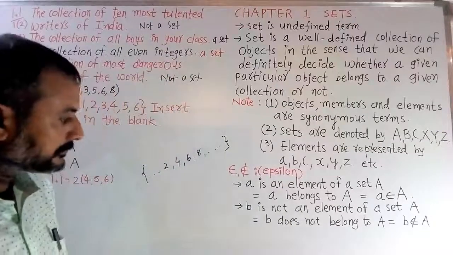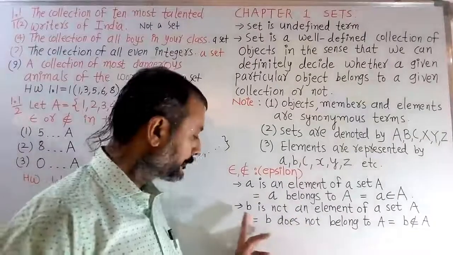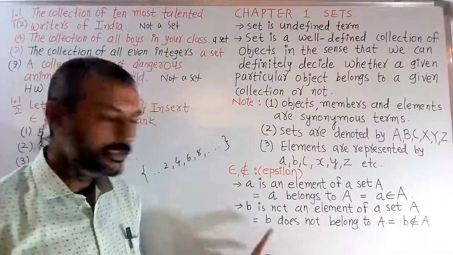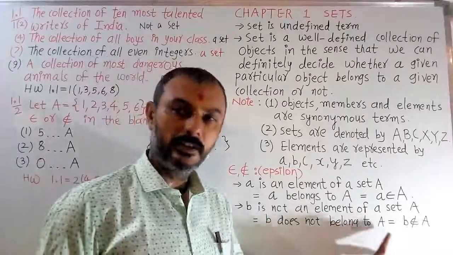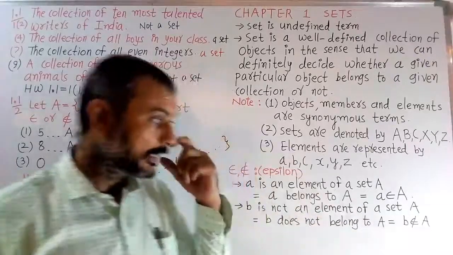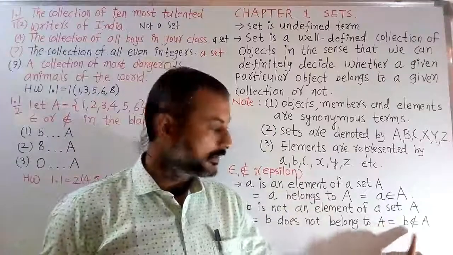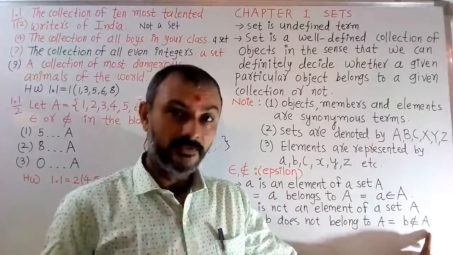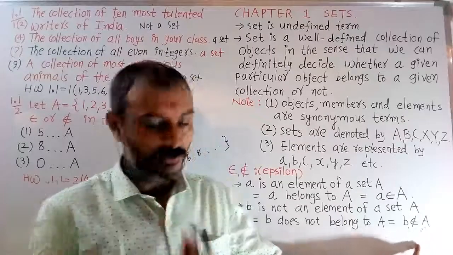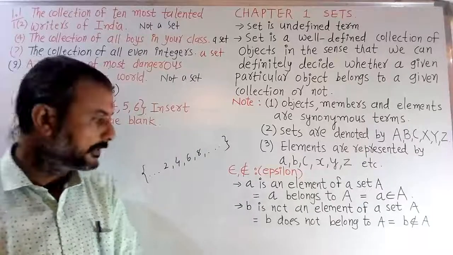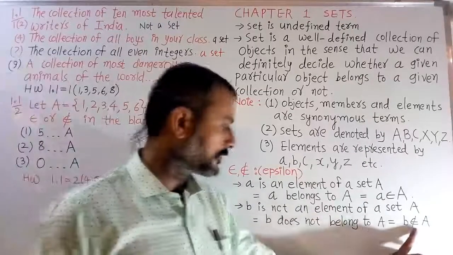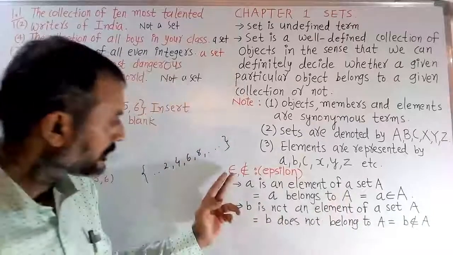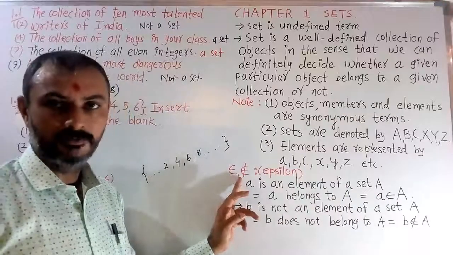In other words, suppose b is not an element of set A, or b does not belong to capital A, then we can write: b does not belong to A. So if a is an element, we write belongs to, and if it is not a member, we write does not belong to. Remember this thing: belongs to, does not belong to.